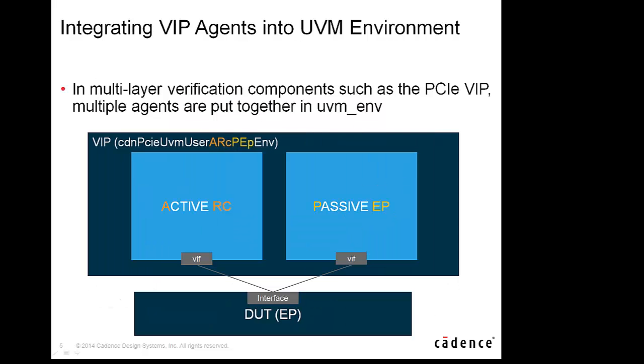In multi-layer verification components such as PCIe, multiple agents are put together under one UVM env. For instance, for this DUT, which is an endpoint, we will have an active root complex and a passive endpoint to monitor the responses from the DUT. Now let's see how this gets integrated in a UVM verification environment.